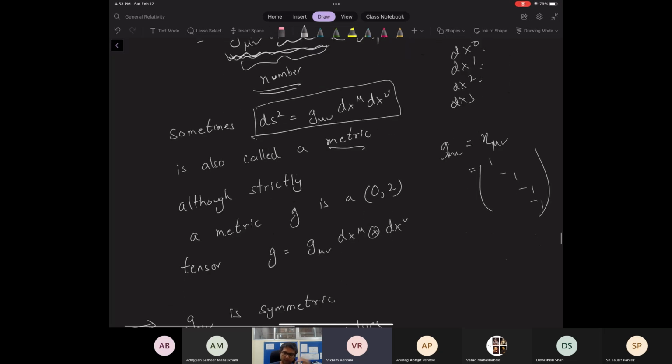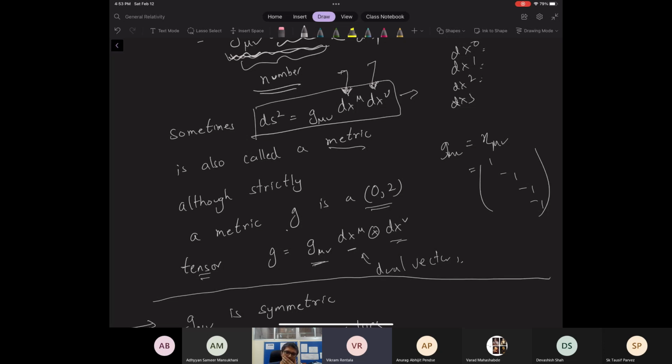So strictly speaking, with our definition, a metric is a 0-2 tensor. It's a tensor, which means it has some components and it has dx mu, dx nu, where these are dual vectors. But now if I act this on an infinitesimal displacement vector, on the same infinitesimal displacement vector twice, then I will get a number, and this is that number. It's the line element, or the distance measure along some displacement. Is this idea clear?